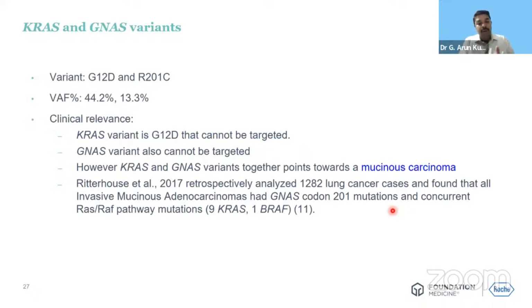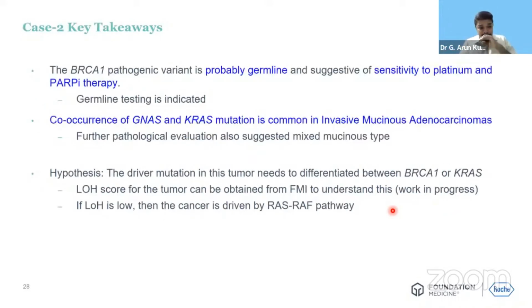Now, studies have shown that whenever a patient has both KRAS and GNAS mutations, it is most probably a mucinous type of adenocarcinoma. And in fact, in this particular case, the pathology was re-examined and it was found to be a mixed mucinous type of carcinoma. So what did we understand from this? One, the BRCA mutation could probably be germline, and one can give a platinum or PARP inhibitor. Co-occurrence of GNAS and KRAS mutations is suggestive of invasive mucinous adenocarcinoma.